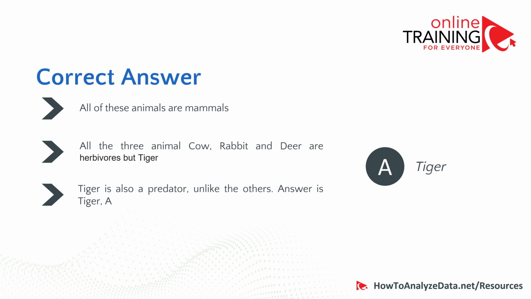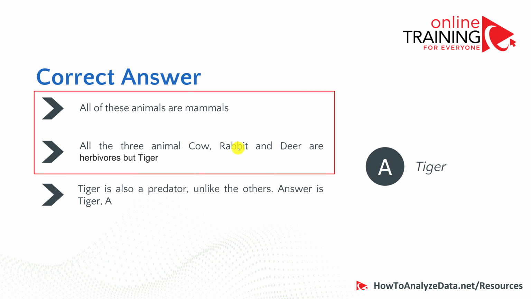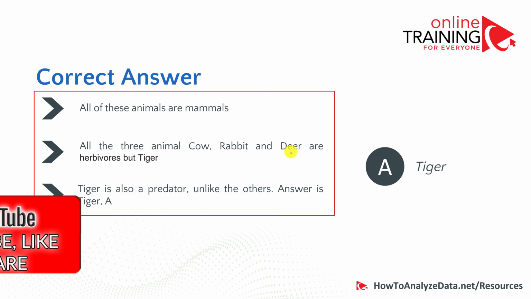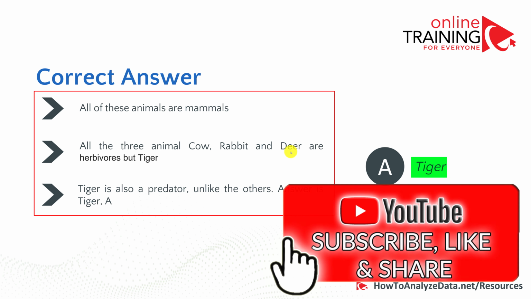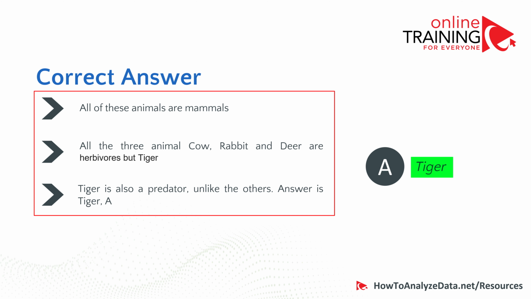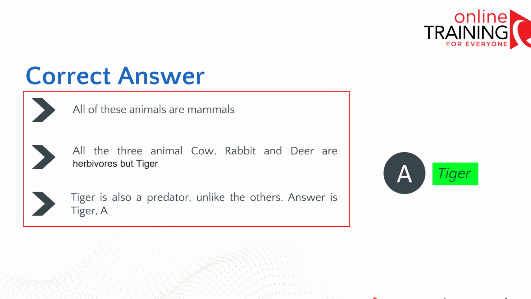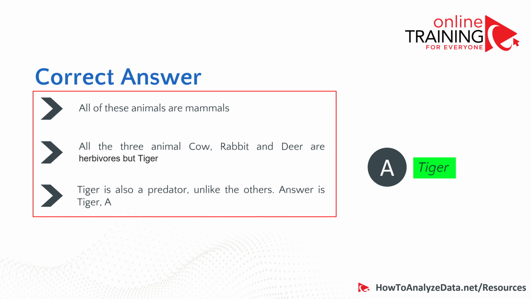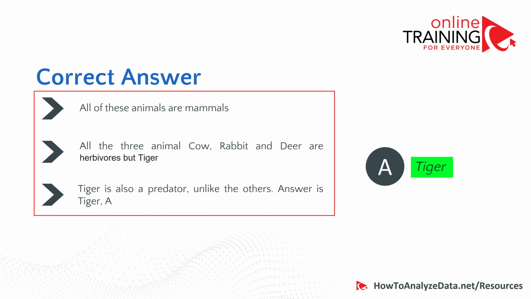The tricky part of this question is that all of these animals are mammals. But there are 3 animals, cow, rabbit, and deer, that eat grass, and tiger is a predator. So the correct answer is A, which is tiger. Hopefully you've got this one right. It's a tricky one, and it tests your knowledge of exclusion, meaning that you need to read the test question correctly, and then find the correct choice.